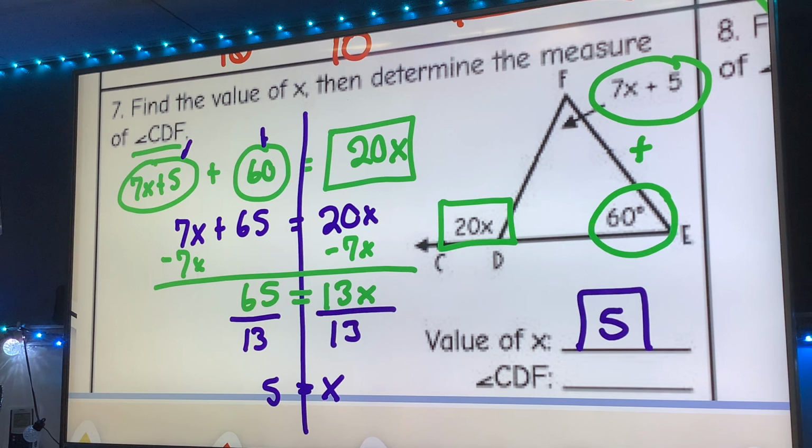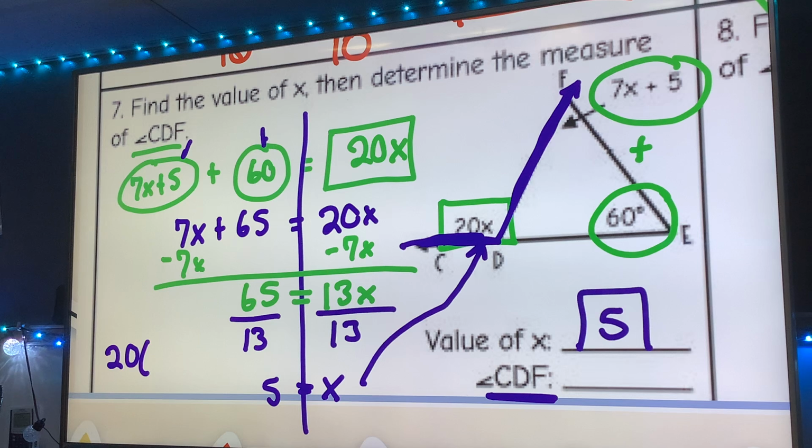Okay, now I still need the angle CDF. So to find that, CDF is this one. So I have to plug in x into this little piece of 20 times x, which is really just 5 now, which is 100. So therefore this 100 will go right here. That's how many degrees that angle is.